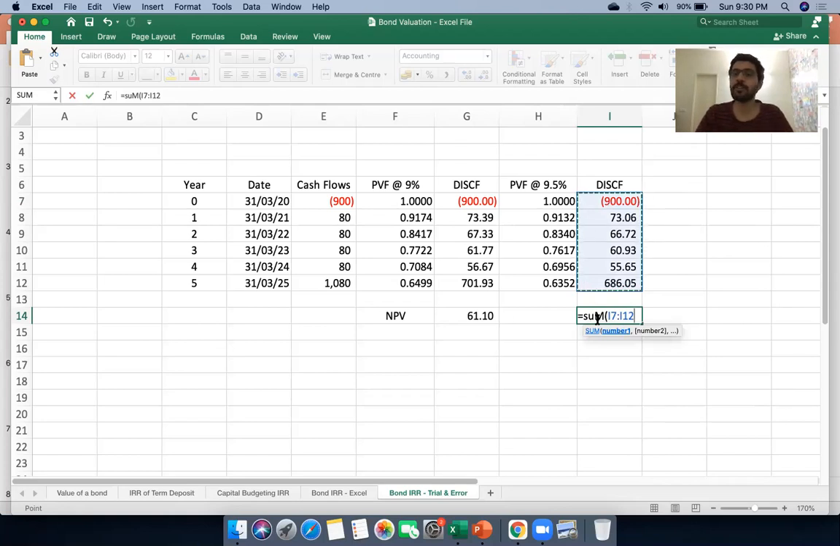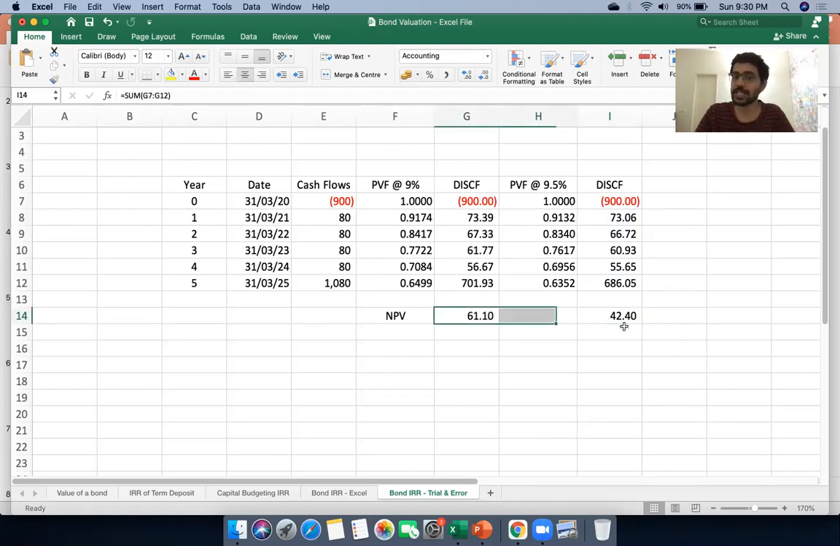Now, if this NPV is actually equal to 0, then it would mean that 9.5% is actually my IRR, because our definition of IRR is nothing but the discount rate at which the NPV actually becomes 0. Now let's see what the NPV is. The NPV is actually still positive. It is positive by $42. Okay. But if you actually see, the NPV has gone down. It has come down from 61 to 42 when I've increased the discount factor from 9 to 9.5.